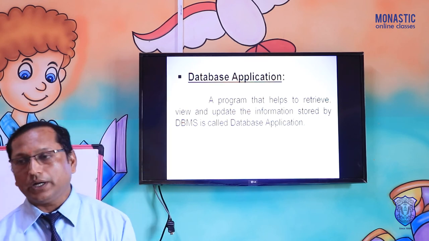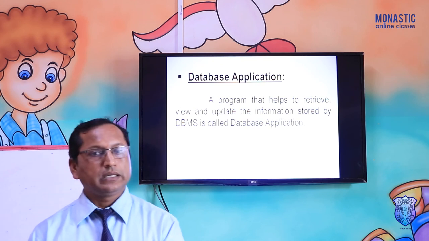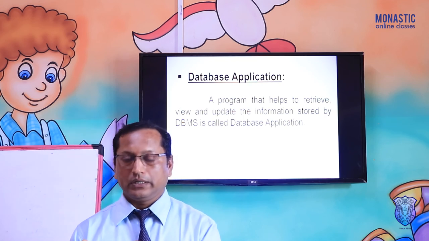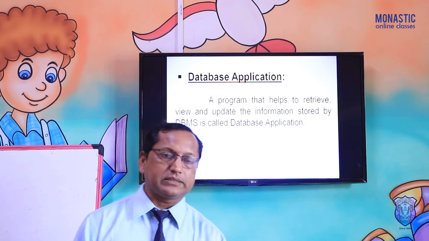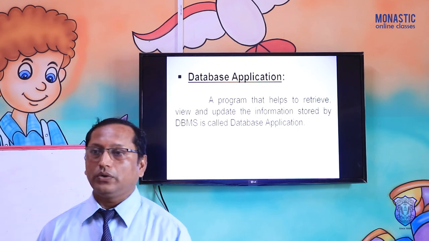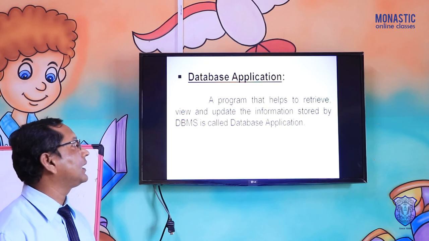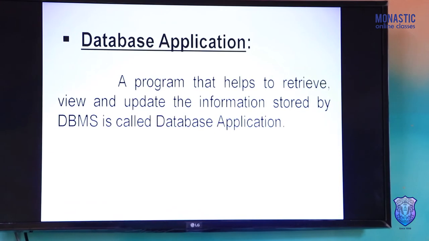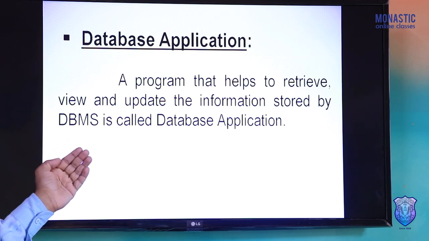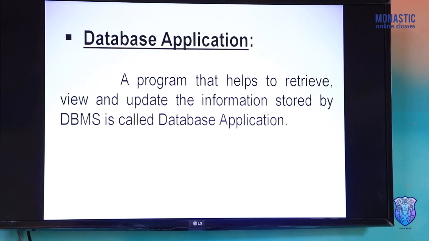You might have studied that there are two types of software: system software and application software. Among application software, a variety of applications are available, so according to which type of work you will do, that software is required. To manage the database, it needs database application software. A program that helps to retrieve, view and update the information stored by the DBMS is called a database application.